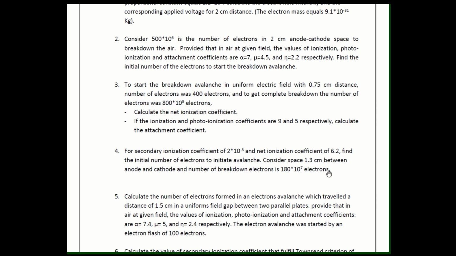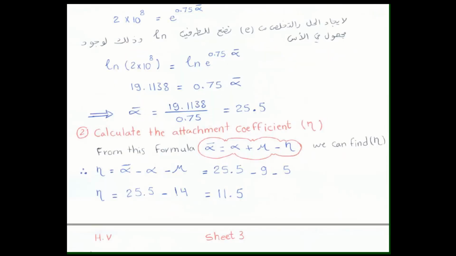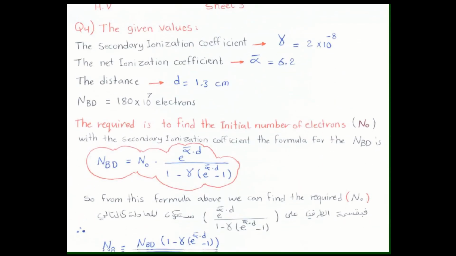So we have many given values, and he wants us to find the initial number of electrons. The initial number of electrons, we call it N0 or N epsilon. Okay, so let's move on to the answer sheet to see how we can solve this problem.